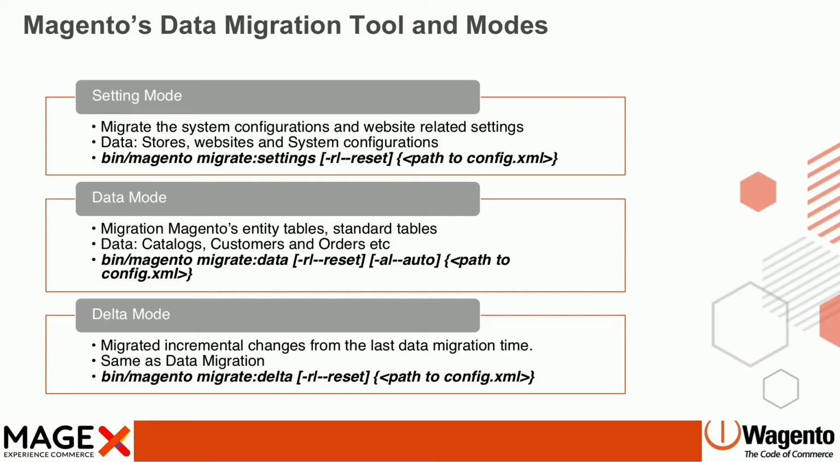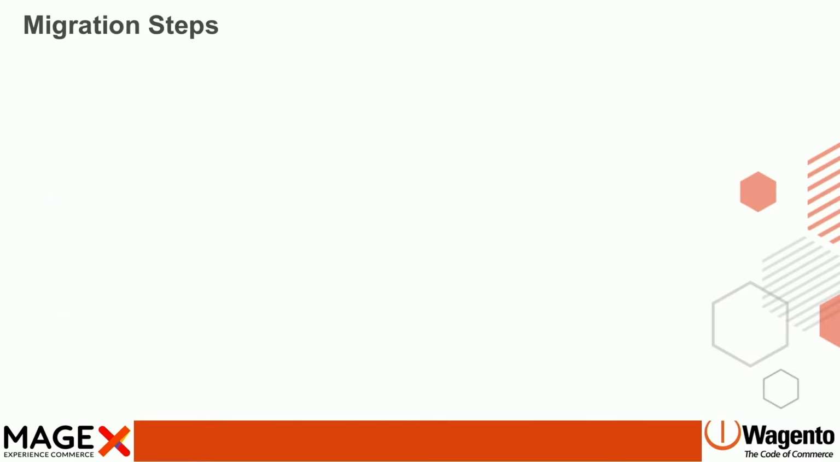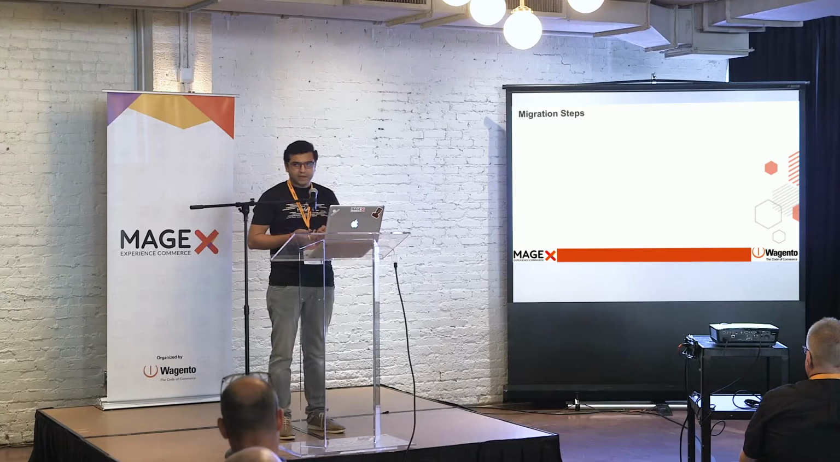So instead of doing it again from scratch, you can do the delta migration, so only an incremental update. Whenever you have done the last one, it will fetch only the data from the last one to the current date. So these are the modes available which you can use for the data migration.